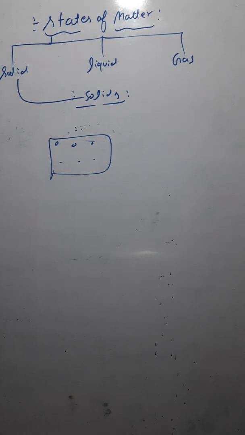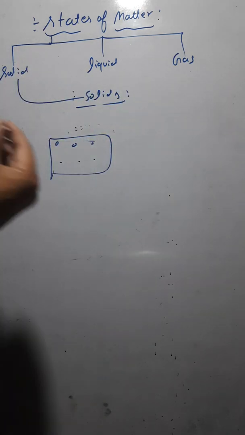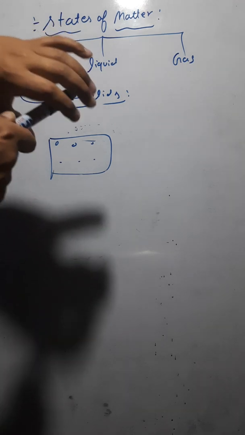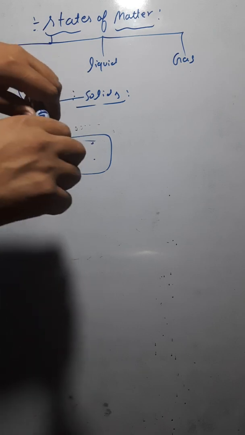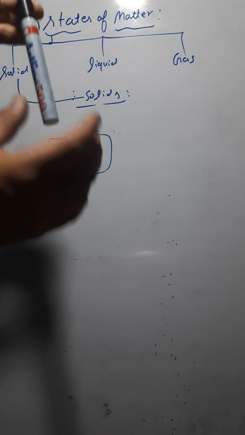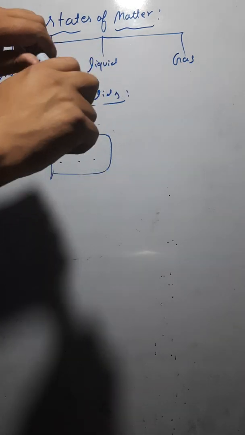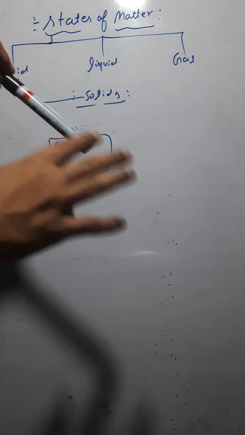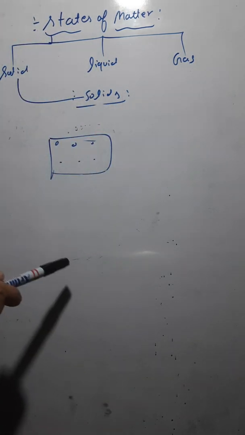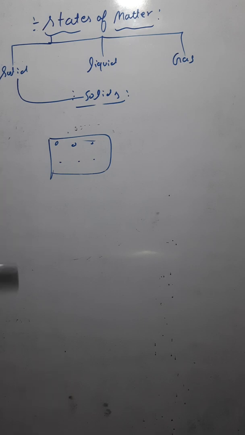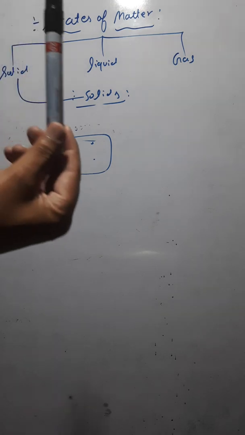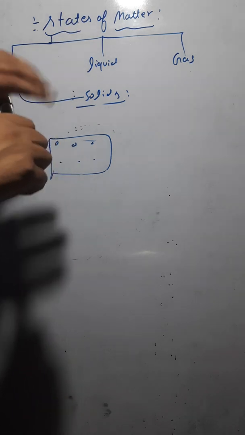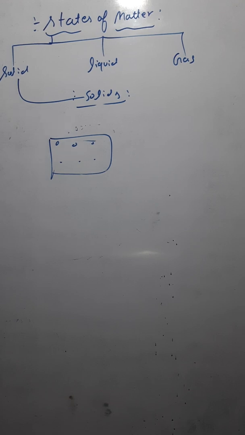One more thing: suppose this is a solid and I want to change its shape, to bend it. Is it possible? No. If I apply too much force, rather than changing its shape, it would break. So solids may break under force, but it is difficult to change their shape. If you apply too much force, it would break into pieces. These are the properties of solids.